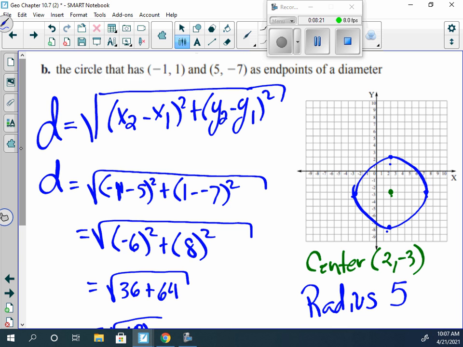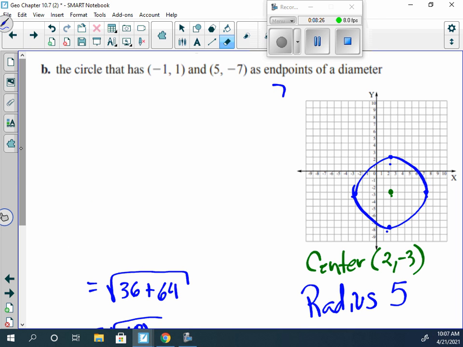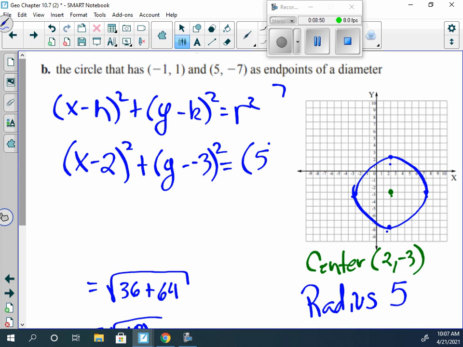Now, if we wanted to actually write the equation of the circle, it wouldn't be too bad, especially since we have the center of the circle. x minus h squared plus y minus k squared is equal to r squared. So we'd say x minus 2 squared plus y minus -3 squared is equal to 5 squared.